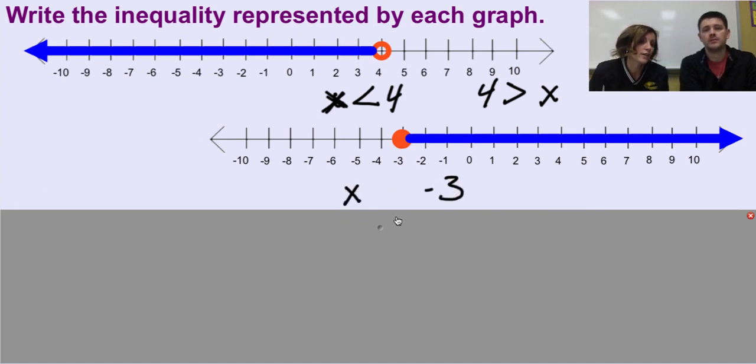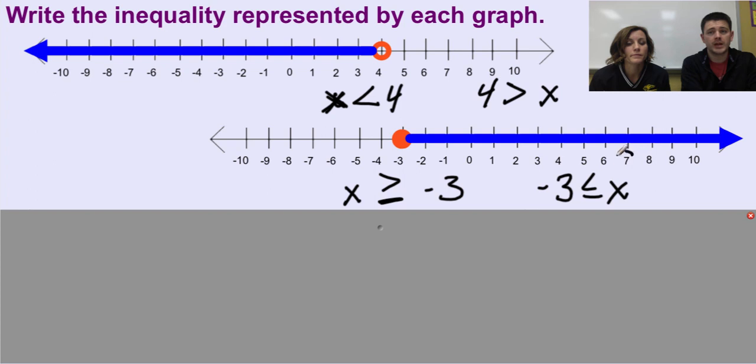Next one, x, -3. All right, we have a closed circle here, Mr. McKenzie, so I need a line underneath my inequality. And this time they are moving towards 0 and beyond, so it is greater than -3. If I were to flip this around, it'd be -3 is less than or equal to x. And again, if you're not quite sure, pick a number, plug it in there. So a 7, is -3 less than or equal to 7? Yeah, that's true, so we know we did it correctly.